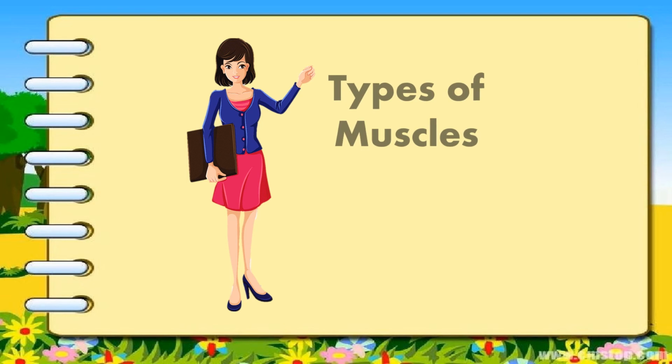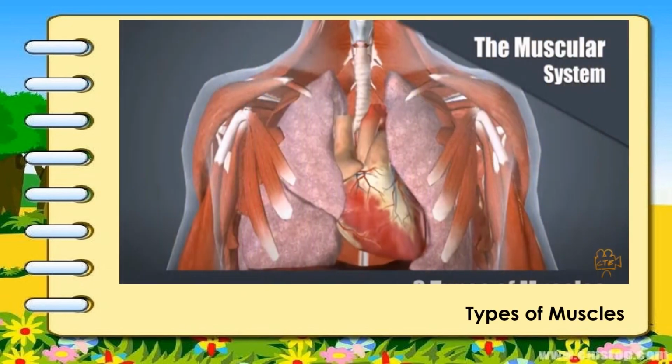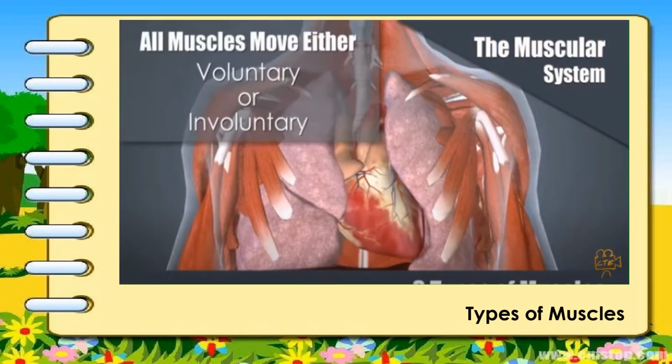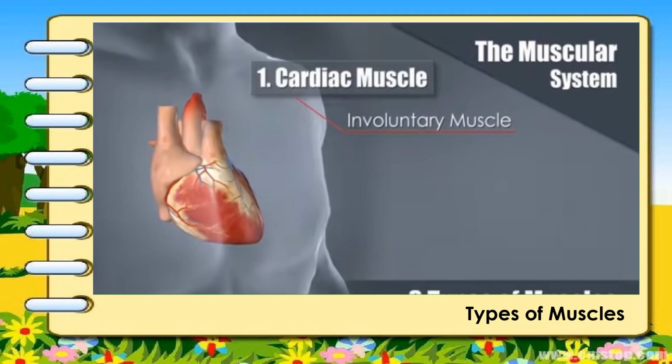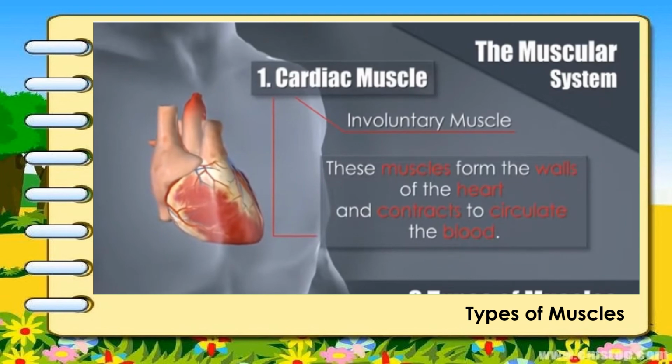Types of muscles. All muscles move either voluntarily or involuntarily. The cardiac muscle is an involuntary muscle, meaning it operates without any conscious control. These muscles form the walls of the heart and contract to circulate the blood.